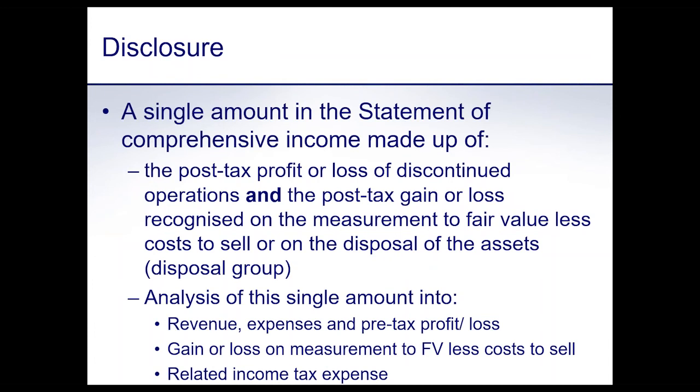And this number that we're dealing with, or these two numbers, the post-tax profit or loss of discontinued operations and the gains and losses that arise on the point of classification, we need to analyze that number into what revenue has been generated by that particular discontinued operation, what expenses have been incurred by that particular discontinued operation, what is the pre-tax profit that has been generated or the loss that has been incurred, what are the gains and losses that relate to the measurement to fair value, less cost to sell, related to this particular group of assets, and for each of these two items, the related income tax expense to the extent that we've got one. This must come through in the books, in the disclosures.